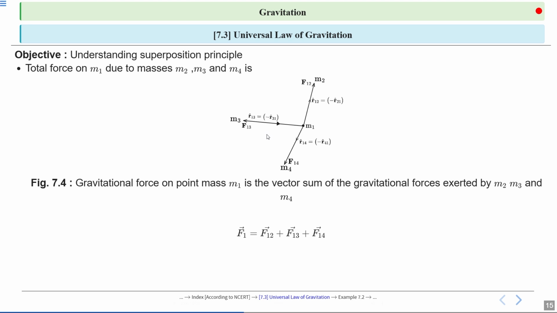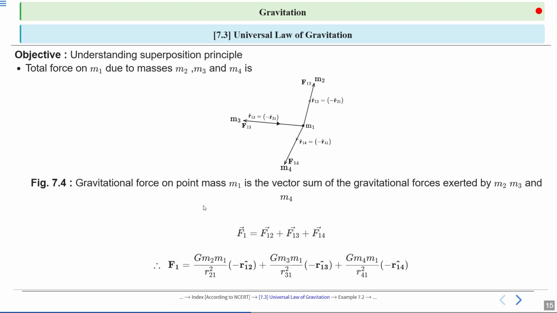So F1 is equal to F12 plus F13 plus F14. Force on body first is equal to force on body first due to second plus force on body first due to third plus force on body first due to fourth. Each term represents the forces from one of the other masses, emphasizing the additive nature of forces in the superposition principle.